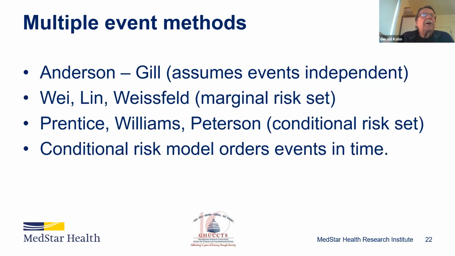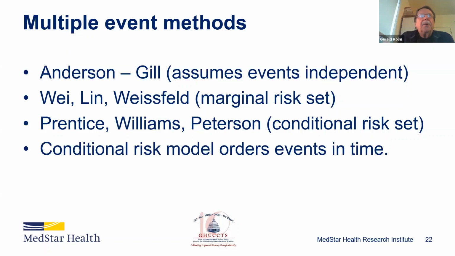There are different methods for handling multiple events. I've listed 3 here: the Andersen-Gill, the Wei-Lin-Weissfeld, and the Prentice-Williams-Peterson. The issue with the Andersen-Gill one is that it assumes that events are independent. And that's probably not really a valid assumption, because if you have one event, say a non-fatal stroke, then one would think that probably increases the probability of having a second stroke.